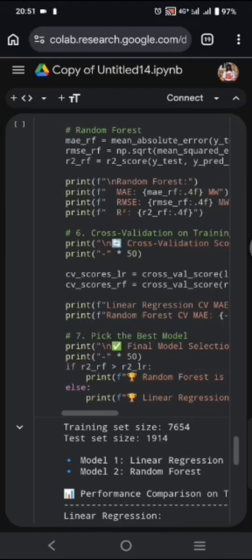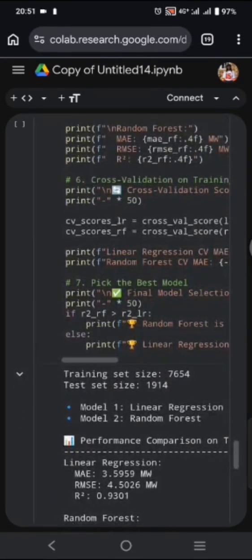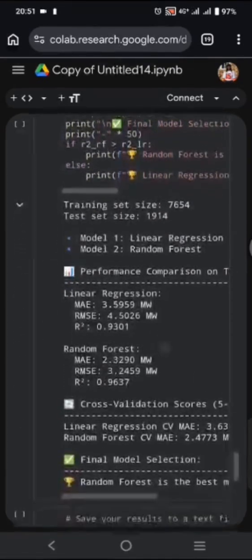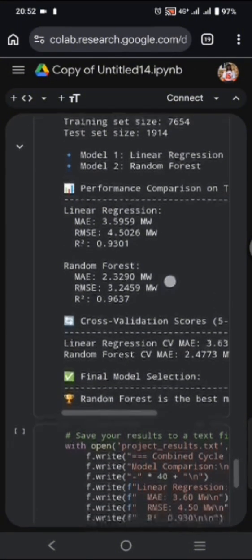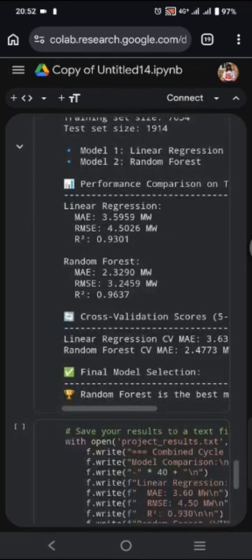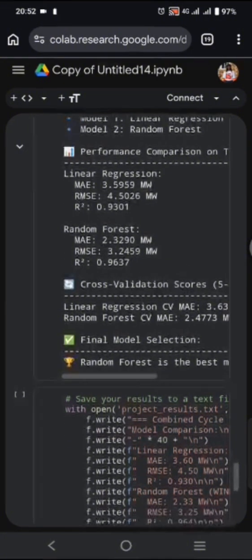Also, here are my results. These are my results. I have for the linear regression, MAE is 3.5959 megawatts. And here the random forest, the MAE is 2.3209 megawatts.